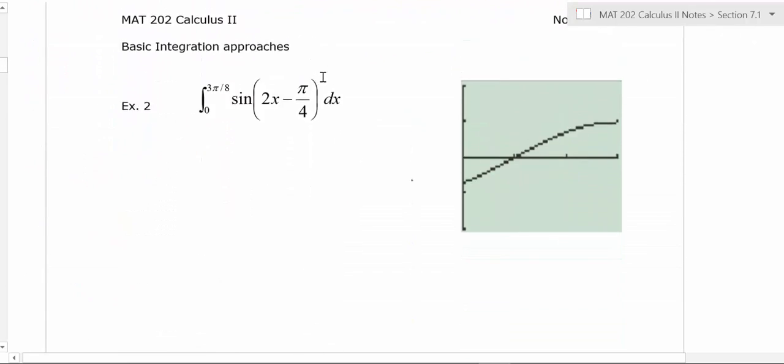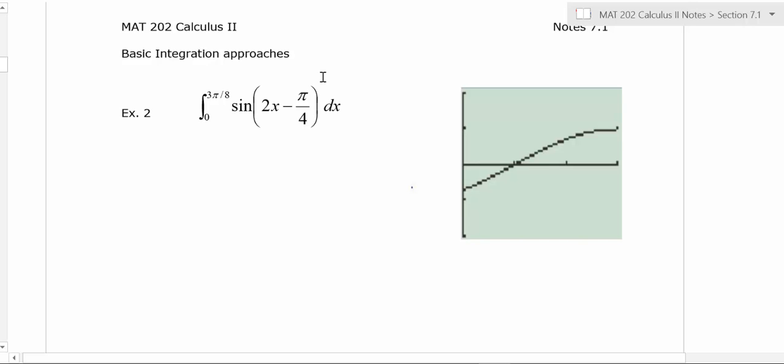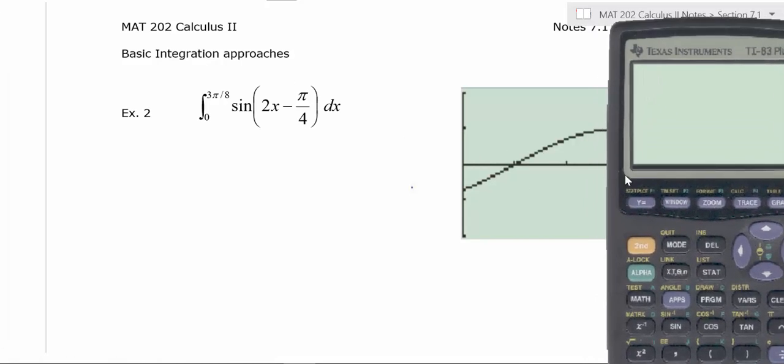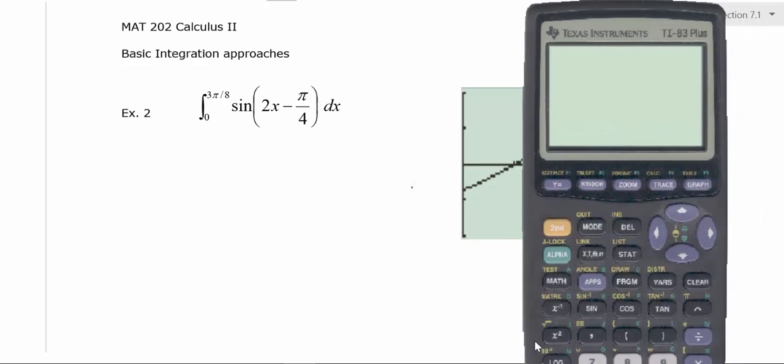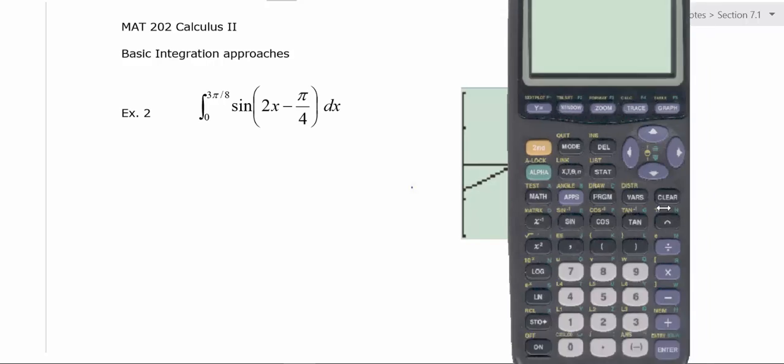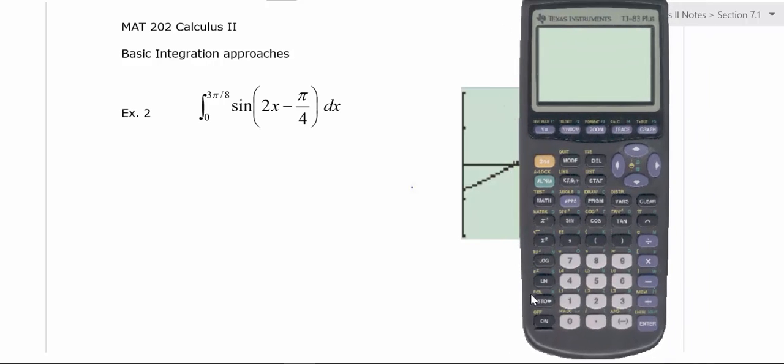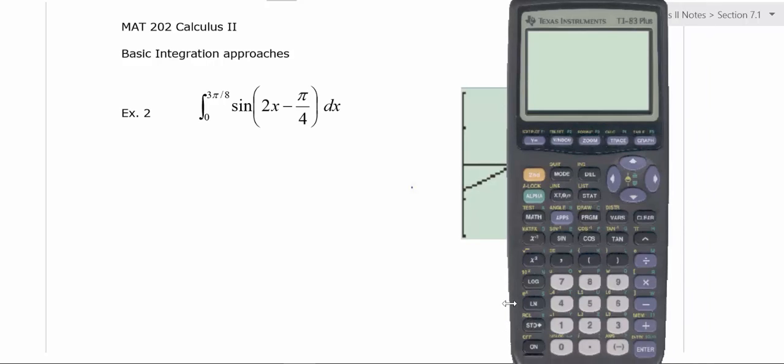Now we're going to do a definite integral. And in a definite integral, we're evaluating from 0 to 3 pi over 8, so you're going to be using the fundamental theorem of calculus to evaluate that. Now, one of the things I went ahead and did on this problem is I put this in my graphing calculator. So I'm going to show you how I'm going to do that for you here. And you can do this along with me if you want.